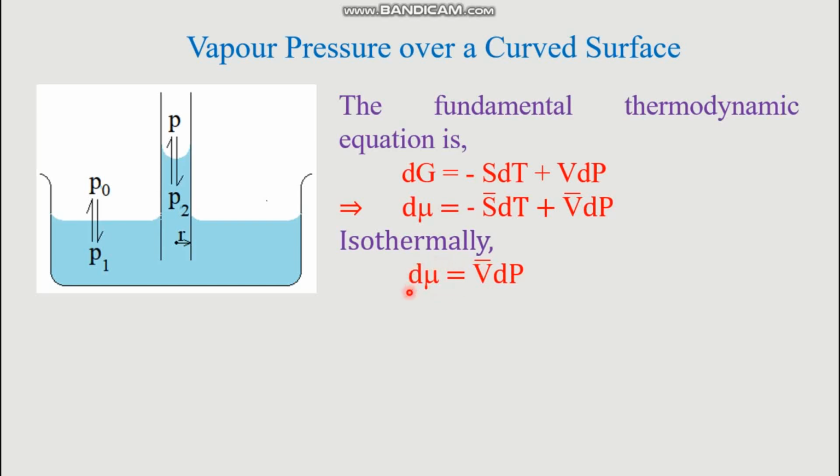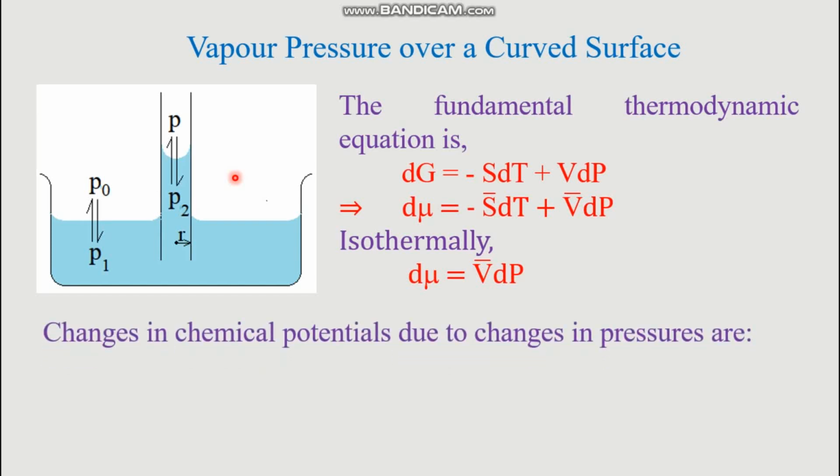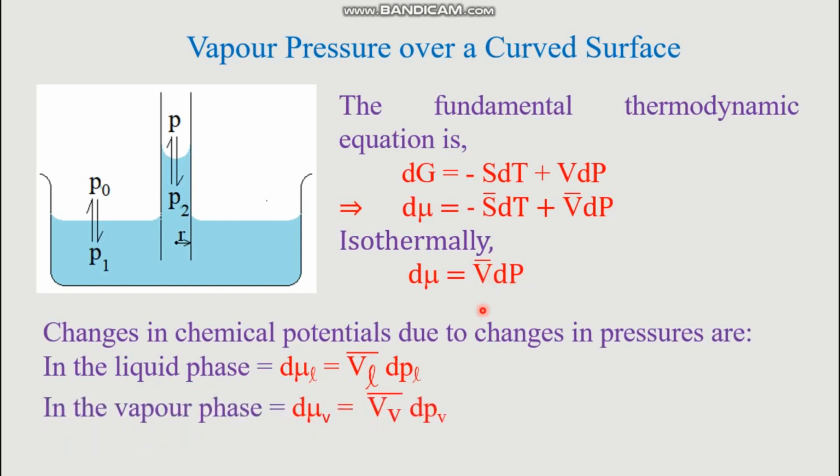So we have to apply this equation for the changes in chemical potential of the liquid phase as well as the vapor phase due to their changes in pressure. The changes in chemical potentials due to changes in pressure are, for the liquid phase, d mu L equals V bar L dPL, and for the vapor phase, d mu V equals V bar V, that is the molar volume of the vapor phase, into dPV, that is the pressure change in the vapor phase.